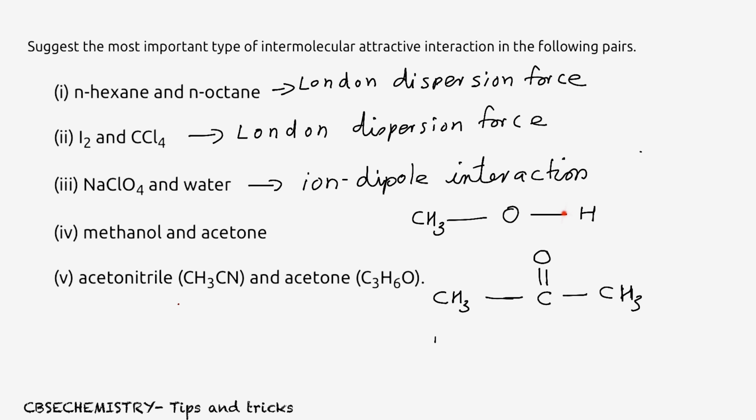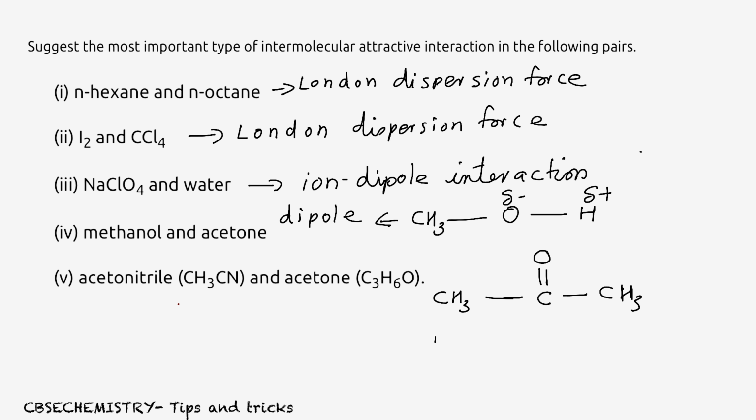So what will happen to this electron cloud? It will shift towards the oxygen, right? It will shift towards the oxygen, making oxygen partially negative and hydrogen partially positive. Correct, right? So you can see partially negative charge and partially positive charge on adjacent atoms, making it polar. So it can act as a dipole. Correct, right? Okay, now what about acetone?